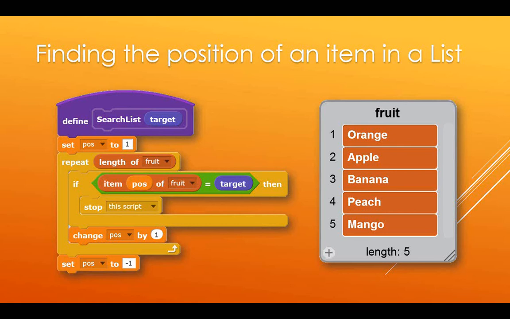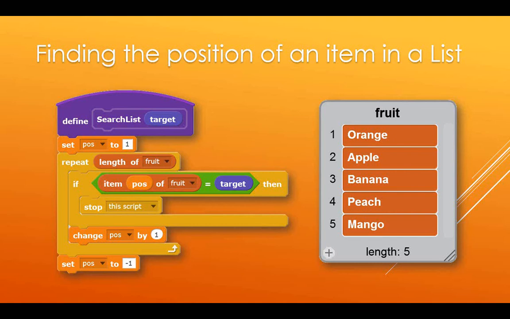If the item that we're looking at is not equal to target, then we change pos by 1, which is effectively incrementing it by 1. Take its current value and add 1 to it. So we start off at 1, we go to 2, we go to 3, we go to 4, we go to 5. After the end of every iteration we increment it by 1.